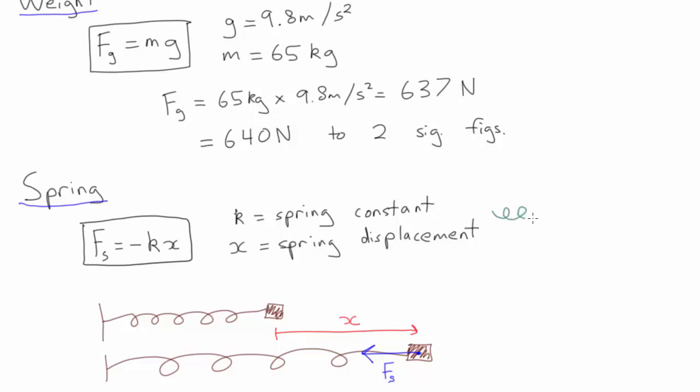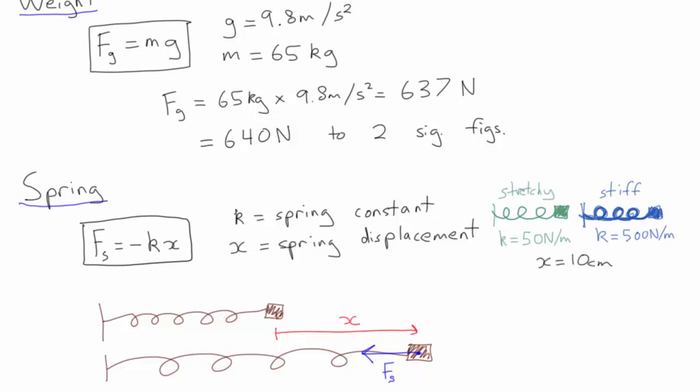We can compare the spring force from two springs, one stretchy with a small spring constant, and one stiffer with a larger spring constant. If we stretch both springs by 10 centimeters, what will the spring force be? To calculate the forces, we first need to remember to convert everything to SI units, so 10 centimeters becomes 0.1 meters. It's a good idea after doing a calculation to check if your answer makes sense. Here we found that the stretchy spring exerts a force of 5 newtons, and the stiff spring exerts a force of 50 newtons. This makes sense. The stretchy spring doesn't pull back very much, and the stiff spring pulls back a lot.